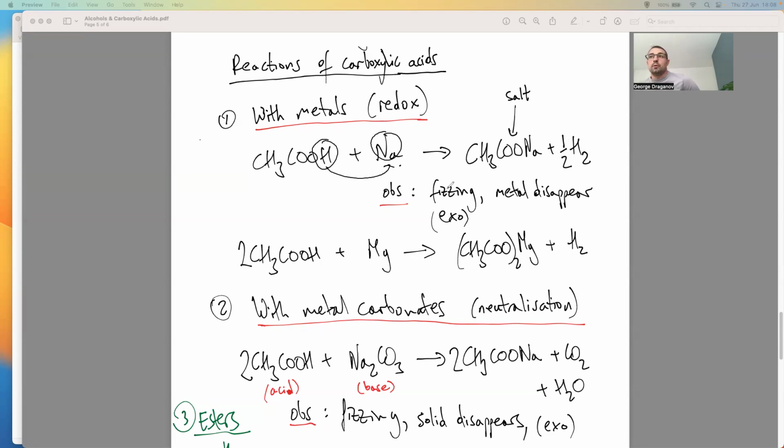The observations will be fizzing because of the gas, or effervescence. The metal will disappear because it forms a soluble salt. So this will be solid, this will be aq, gas, aq. And the reaction is exothermic, so it'll produce heat. Now, the next one I've done on purpose is with a group 2 metal to show you this different, more complicated looking thing. It's unlikely this will come up, but it could.